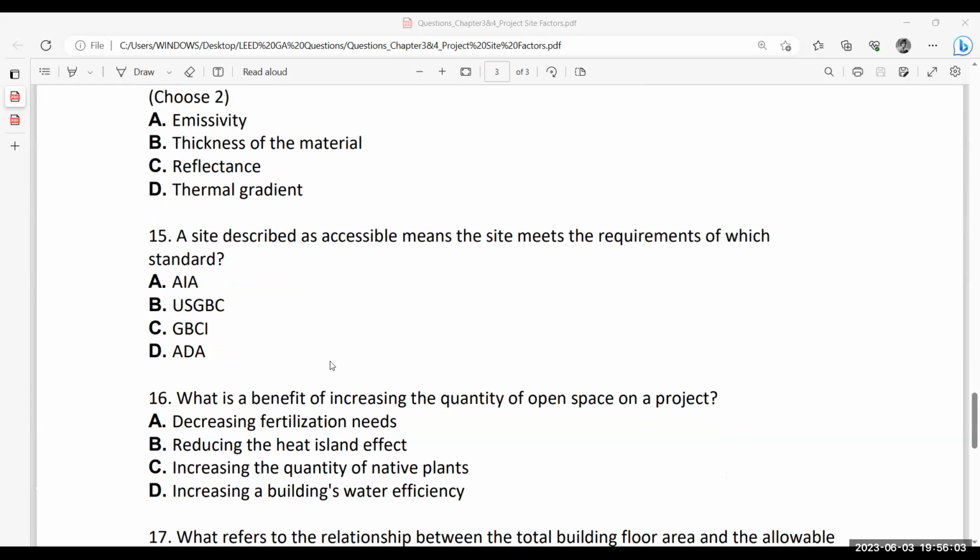Okay. Question number 15: a site described as accessible means the site meets the requirement of which standard? A, AIA; B, USGBC; C, GBCI; D, ADA.